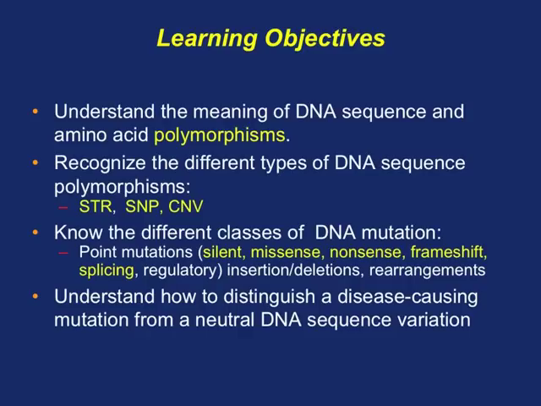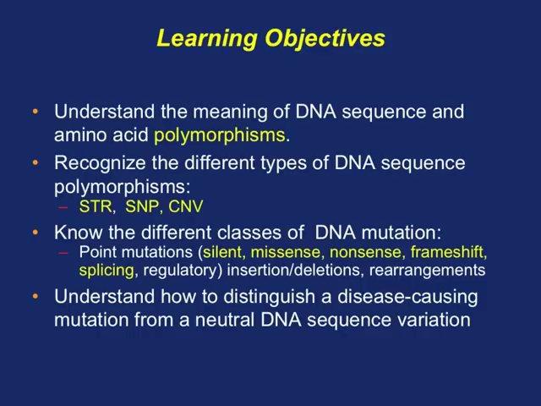So the very common forms of DNA sequence variation we call polymorphisms. And hopefully, when I'm done here, you're really going to understand what I mean by the word polymorphism. And you're going to recognize the different types of variation that are common in DNA sequence. We've talked about it somewhat already with the globins as an example, but we're going to talk about the different classes of mutations that can disrupt gene function.